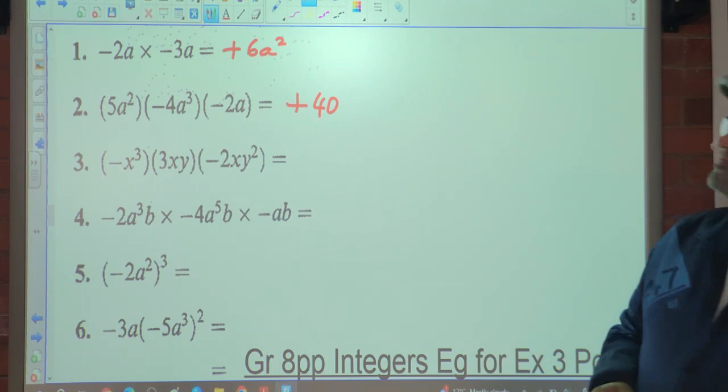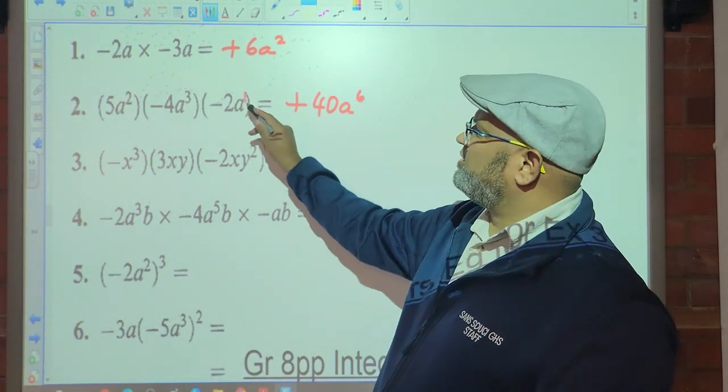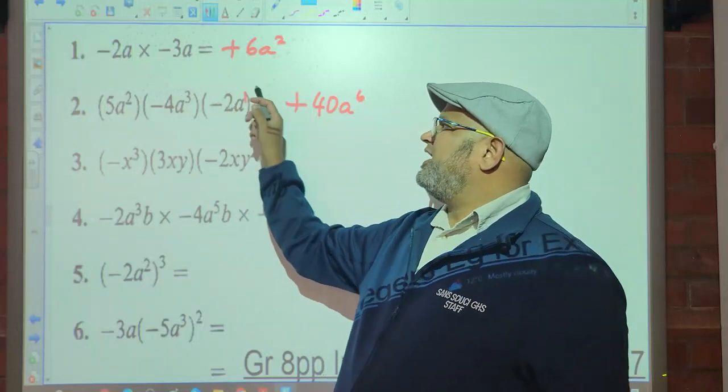What's a squared times a cubed? A to the exponent 5. And a to the exponent 5 times a? A to the 6. Remember when we're multiplying and bases are the same? Add the exponent.